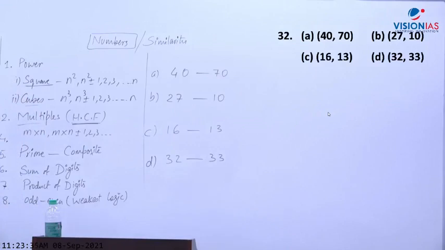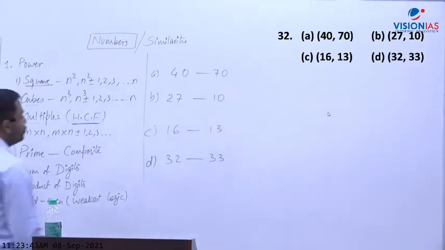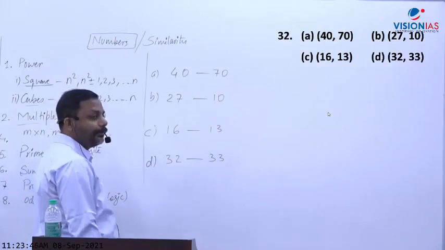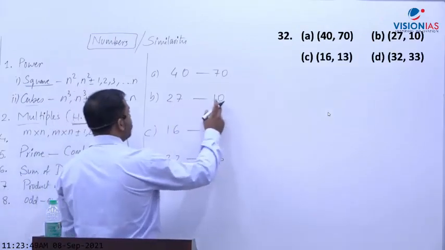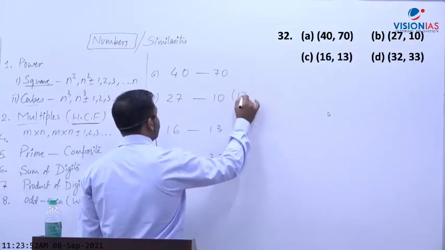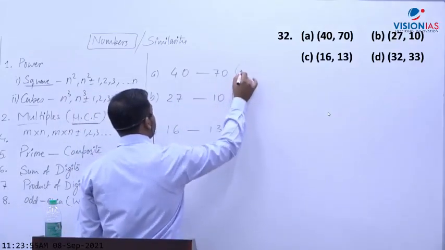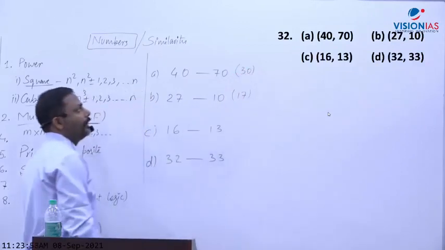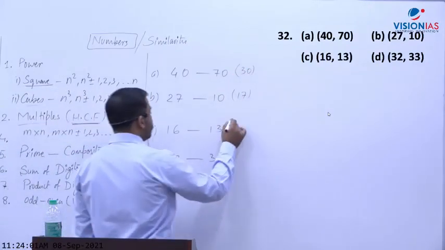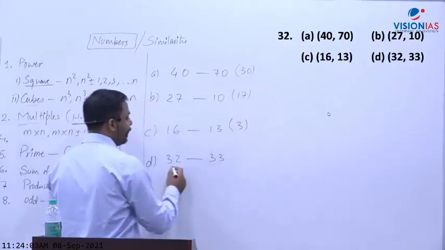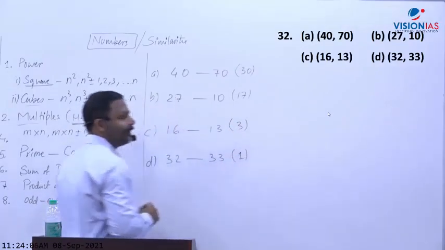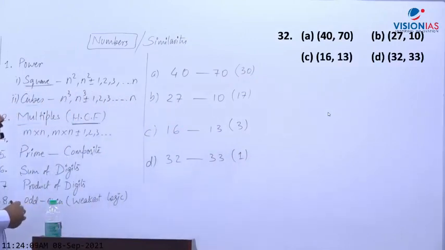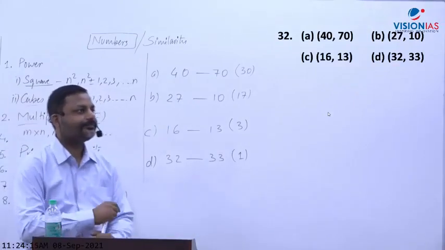Okay, Suraj is saying that the difference is a multiple of 3 in others. But if you see properly, Suraj, 27 minus 10, the difference between them is 17. The difference of 40 and 70 is 30. That of 16 and 13 is 3. And 32 and 33 is 1. Then, can we apply this particular logic here? No.